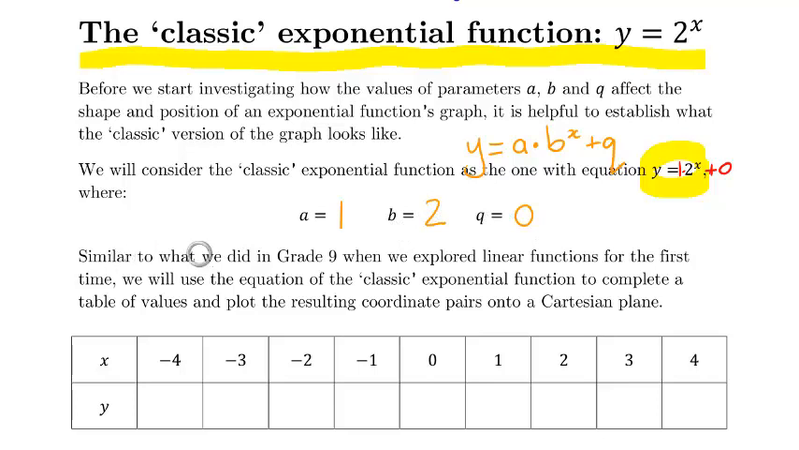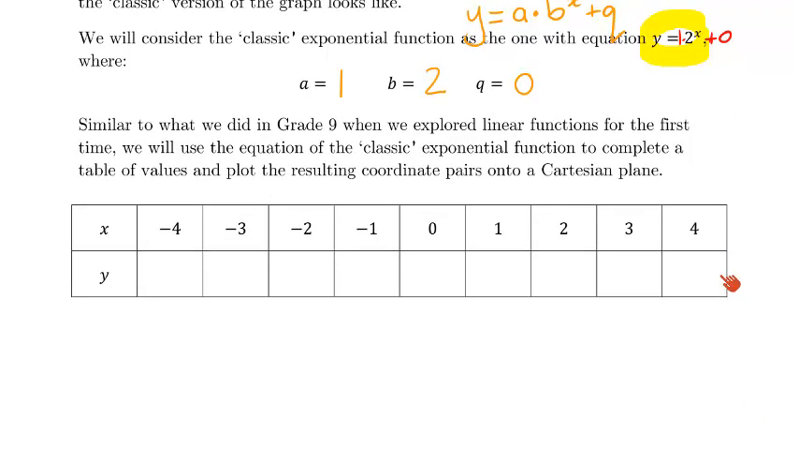Now, similar to what we did in grade 9, when we explored linear functions for the first time, we will use the equation of the classic exponential function to complete a table of values and plot the resulting coordinate pairs onto a Cartesian plane. So we're about to use this equation to complete this table of values here, guys. Let me give myself some space for working.